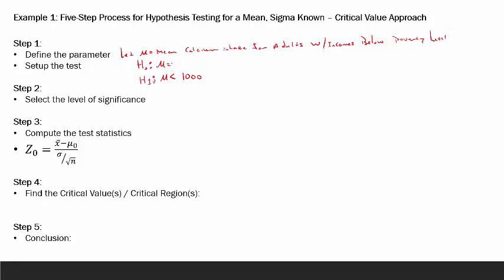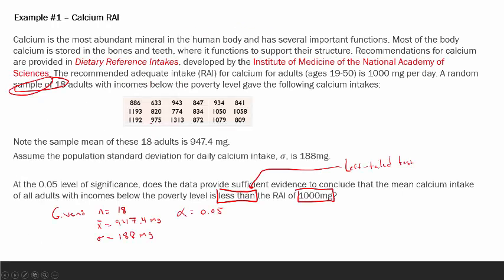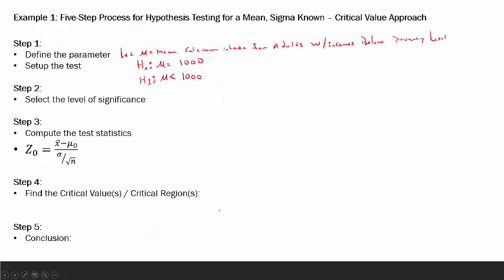Then you're going to start with the null hypothesis. The assumption would be that they're getting that 1,000. We want to test to see that they're getting less than 1,000, but let's start with the assumption that they are getting 1,000, because you have to start with some assumption. Next, the level of significance is given to you, always.